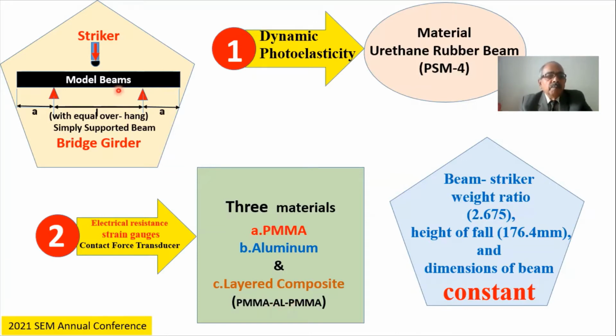The model beam has equal overhang and is simply supported. The striker is a free fall through a guide pipe and hits either at the central or at the quarter span impact point. In this experiment, a few things are kept constant: the beam to striker weight ratio 2.675, the height of fall of the striker, 176.4 millimeter, and the dimensions of the beam.